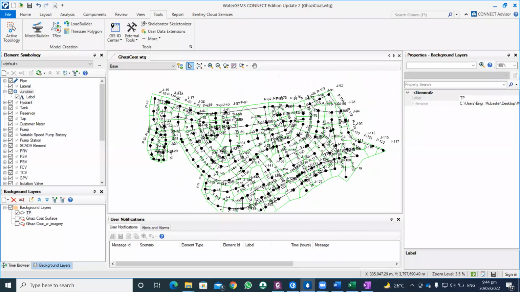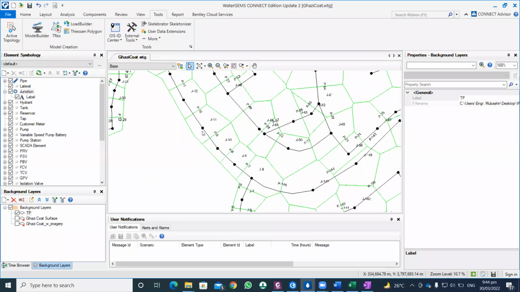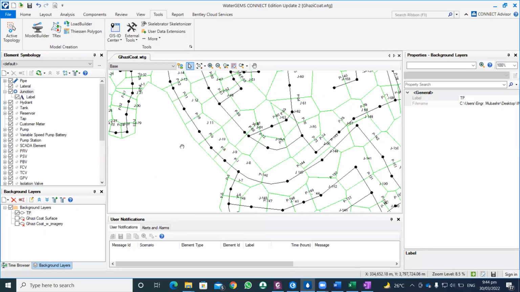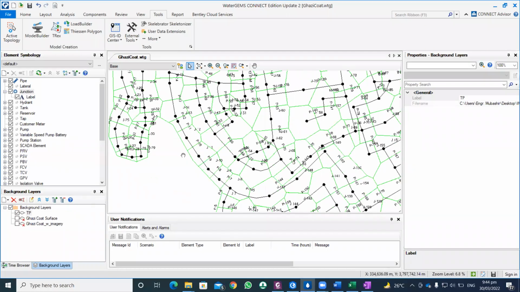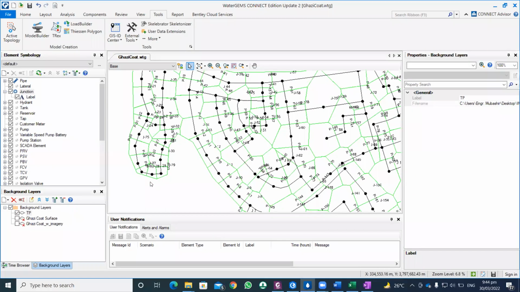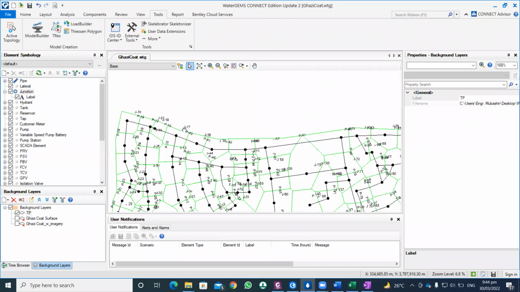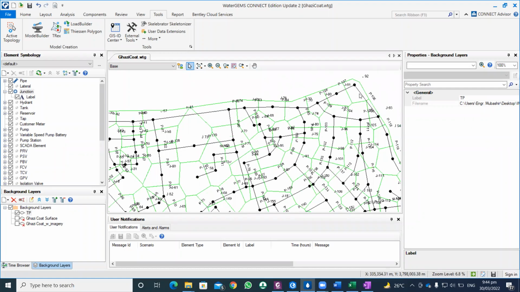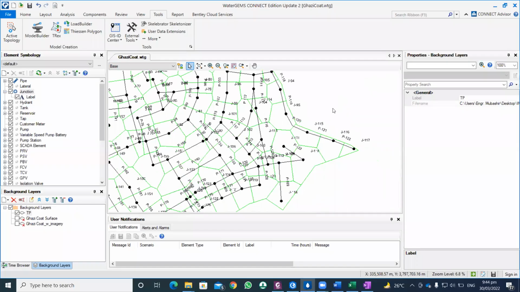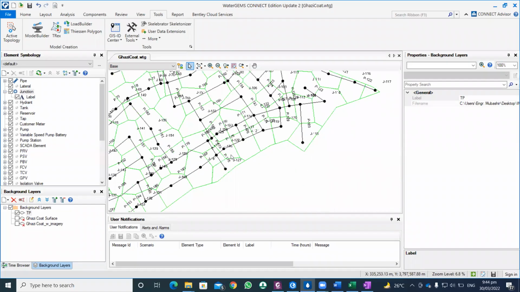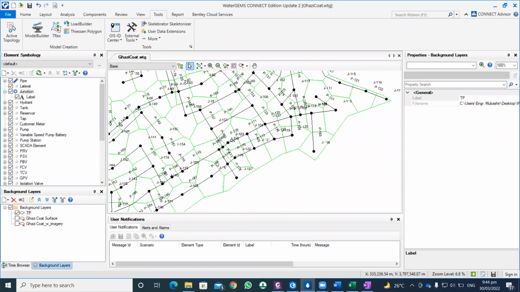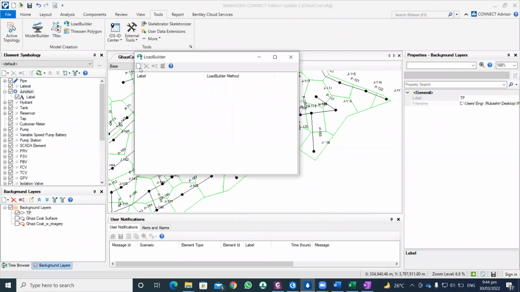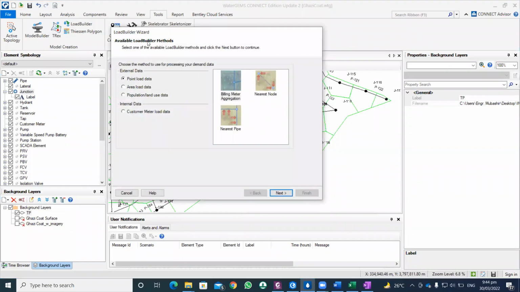So you can observe this. Basically the Thiessen polygon has used the boundary of a polygon which I have constructed earlier. So based on that boundary, it has calculated the Thiessen polygon for each node. So now I will use a load builder, create a new method. So there are different methods.